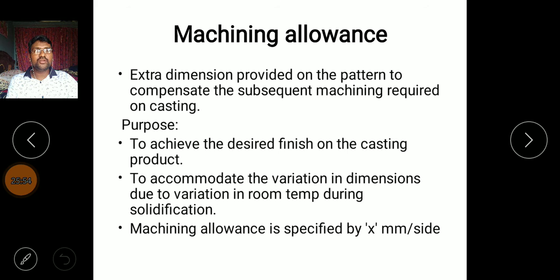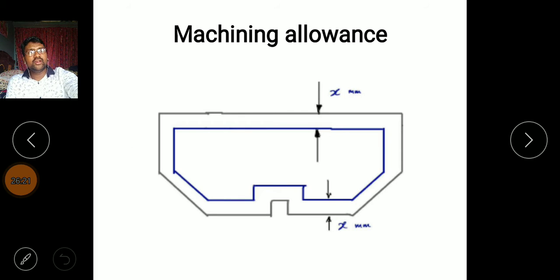Suppose before the machining the surfaces are uneven in some cases. For getting an even or finished surface, we have to provide the machining allowances, to accommodate the variations in the dimensions due to variation of room temperature at the time of solidification. Machining allowance is specified in X mm per side. This is the diagrammatic representation of machining allowances. The difference between the black and blue lines is known as the machining allowance.